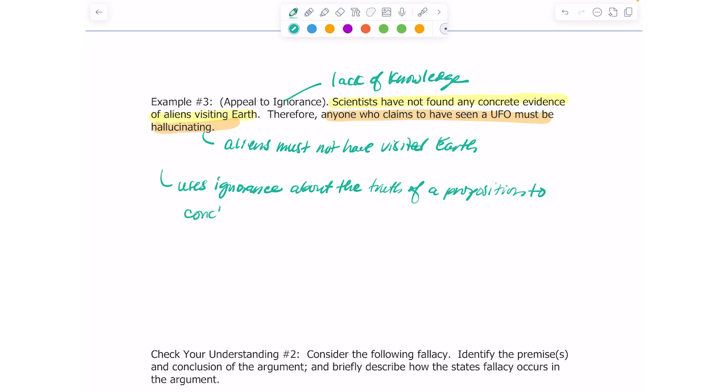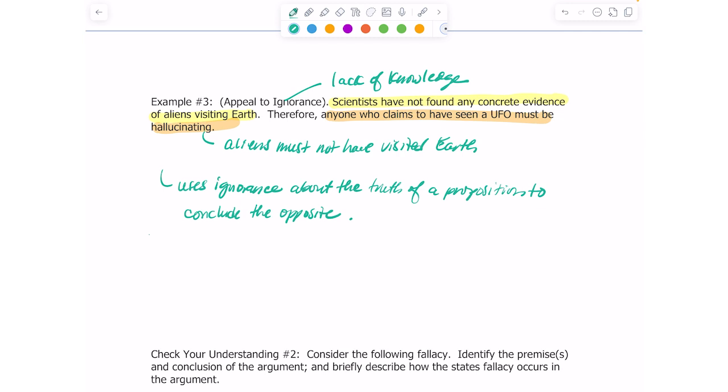So in other words, since there's no evidence of aliens visiting Earth, you can say, well, then aliens do not exist. Well, just because you don't see something doesn't mean it doesn't exist, right? Like, I can't always see the moon, but I know that it exists. And I can't see the sun at night, but I know that it exists.